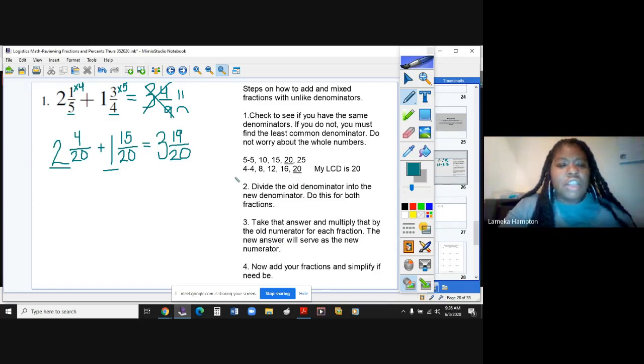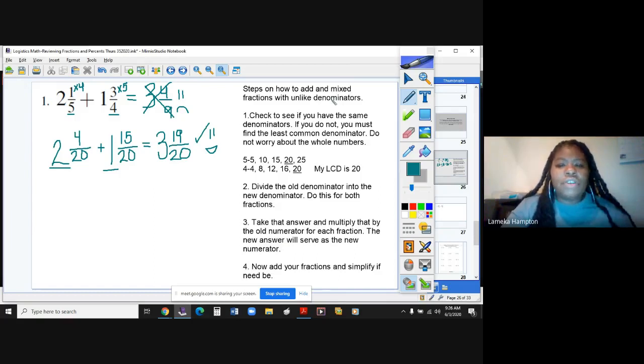Now, the good news is we do not have to simplify 19 over 20, because 19 over 20 is already in its smallest form. So this would be my final answer. And we are going to give this a smiley face, because we like smiley faces around here.